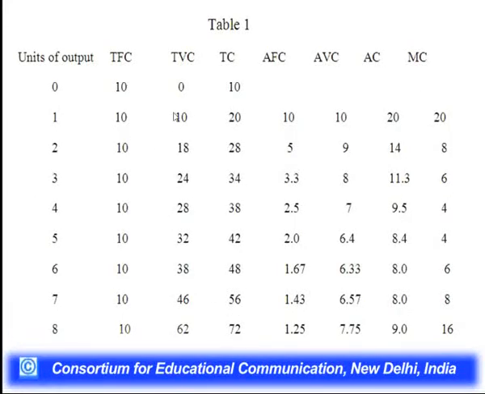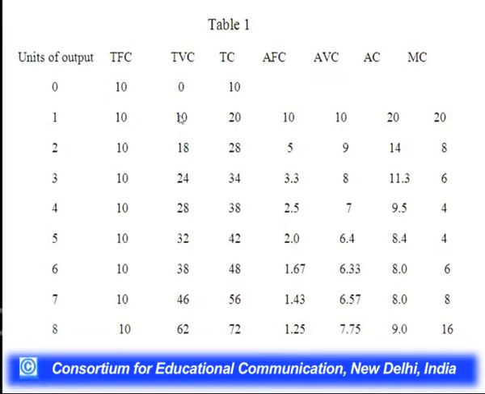We can see in table 1, we have shown units of output in the first column. We have taken from 1 to 8 units of output. TFC is shown as, supposing, rupees 10, and it remains 10, whether we are producing 1 unit, 2 units or up to any units. This cost remains constant. So far as TVC is concerned, it is 0 at 0 units of output, but then as we increase the production, it goes on increasing.